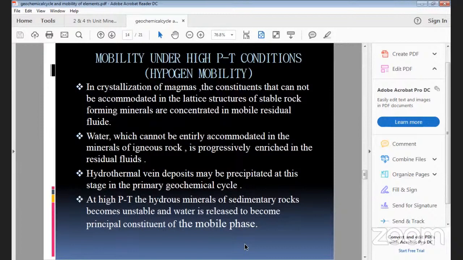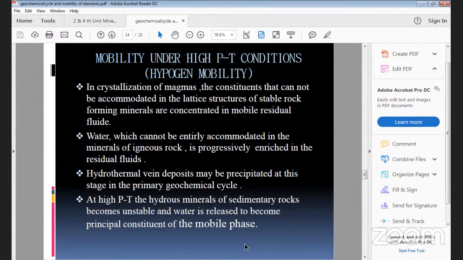In crystallization of magmas, mobility under high temperature and pressure conditions, how it will be mobile, is called hypogene mobility. In the crystallization of magmas, the constituents that cannot be accommodated in the lattice structure of stable rock-forming minerals are concentrated in the mobile residual fluid. The water which cannot be entirely accommodated in the minerals of the igneous rock progressively enriches the residual phases.